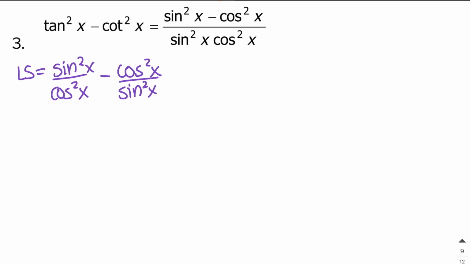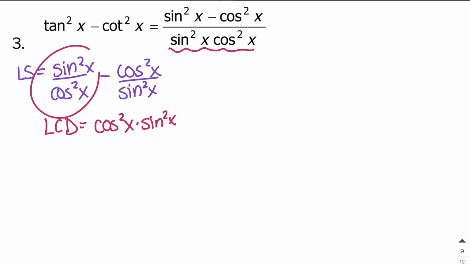And right here, I have two different fractions. So again, I'm going to try to get a common denominator. And my least common denominator this time is cosine squared x times sine squared x, which is pretty promising because that's the exact same denominator that we have on the right-hand side. So this fraction on the left side is missing sine squared x. So I'll multiply numerator and denominator by sine squared x. This side over here is missing cosine squared x.